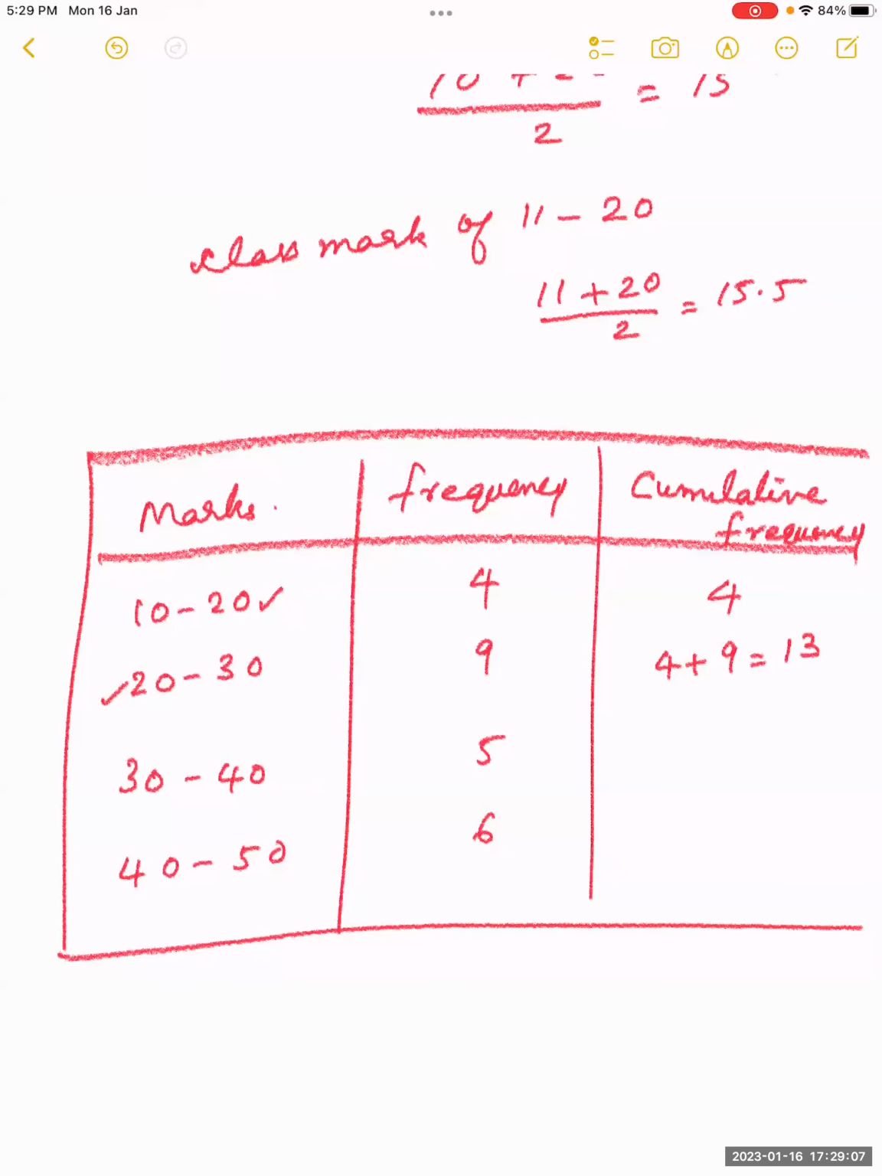Tell me what would be up to 30 to 40. Starting from 10 to 40, how many observations would be there?